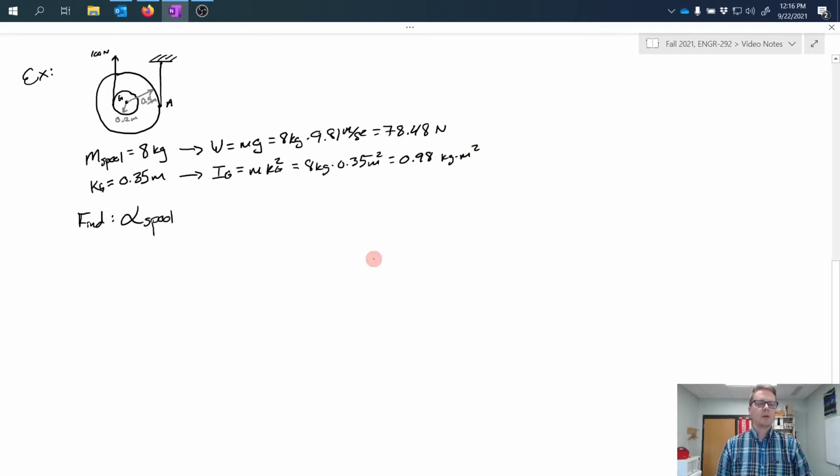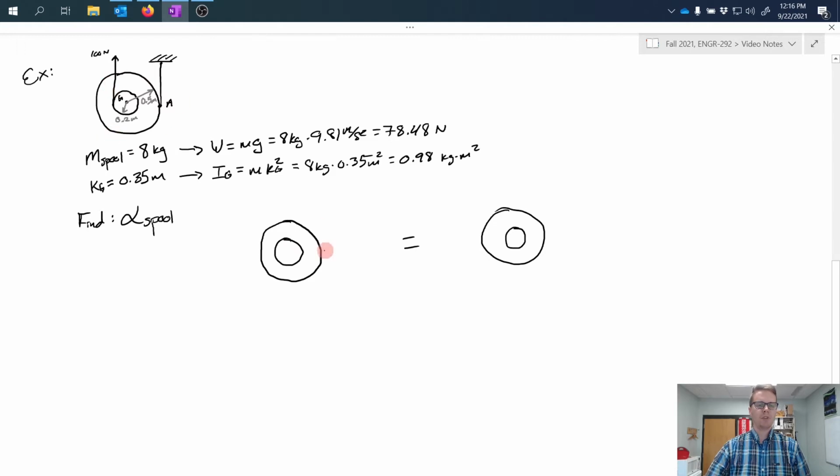Okay, so to start analyzing this problem, we'll set it up in the way that we would set up most problems that we're trying to solve, and that is with a free body diagram, kinetic diagram pair. So I'm going to redraw my rigid body in free body diagram and in kinetic diagram positions.